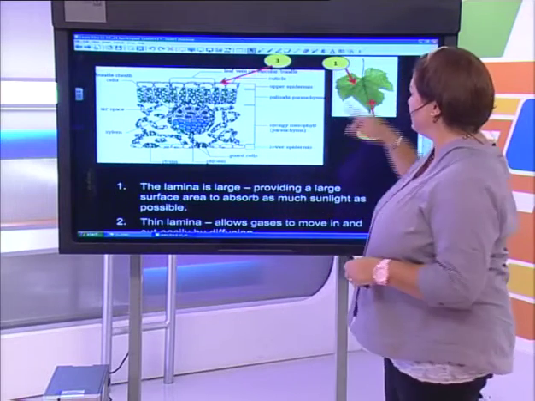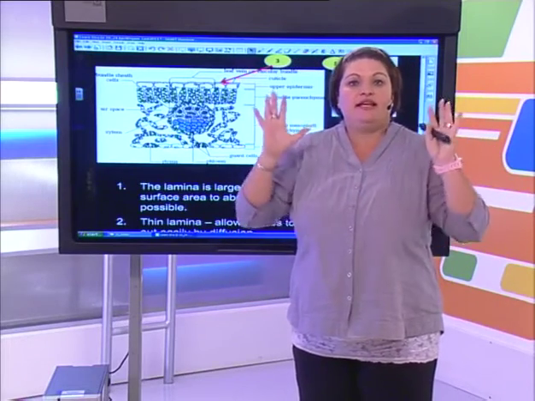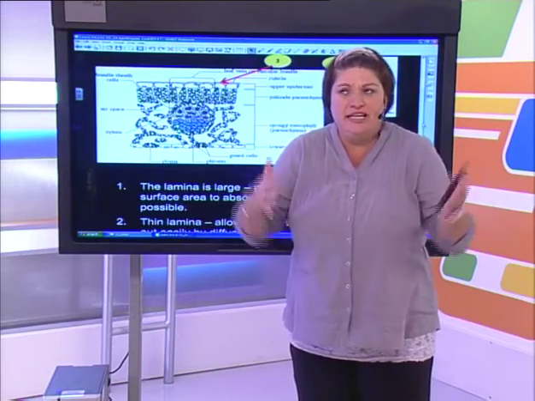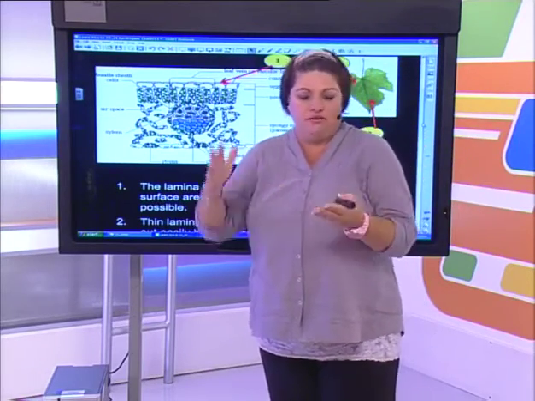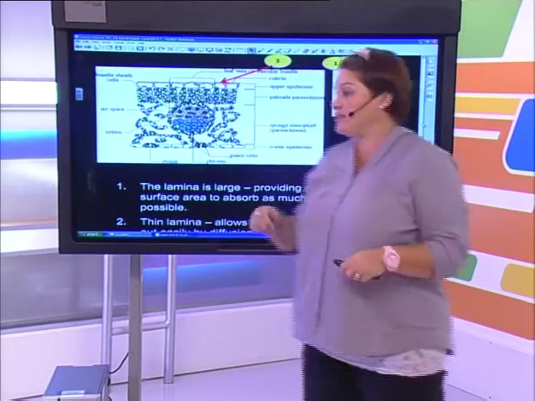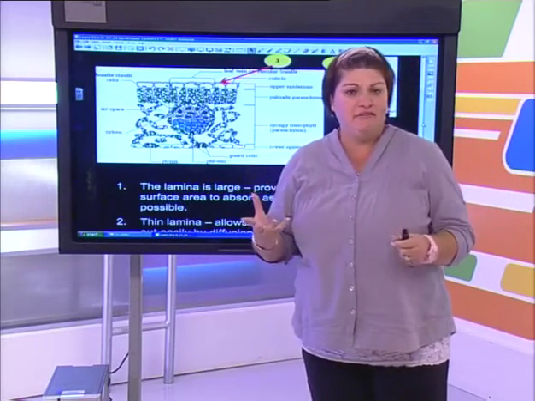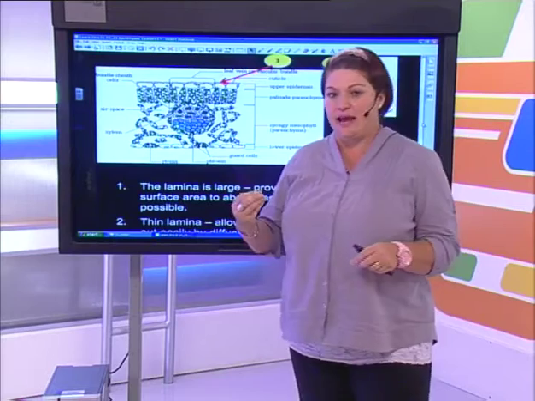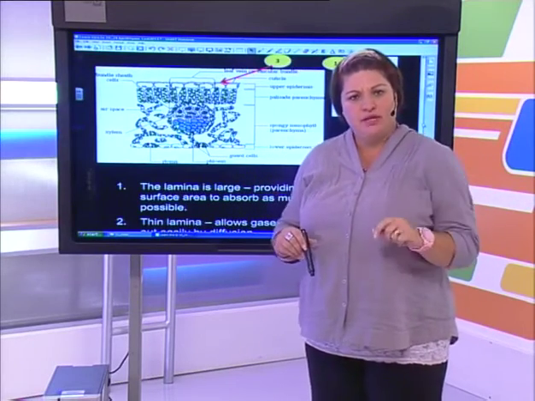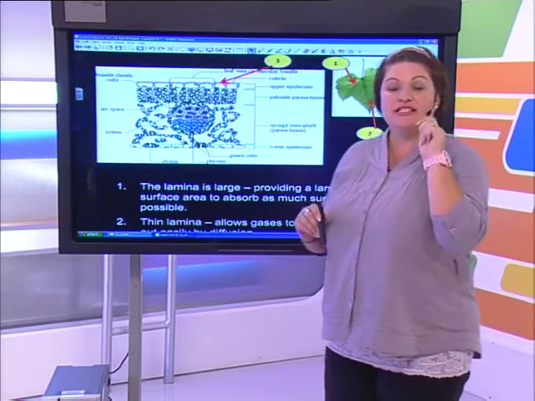I'm going to go through the numbers. If we look at number 1, what do we have? The leaf has got a lovely big leaf blade, and the bigger it is, the more sunlight can fall on it. The more sunlight that can fall on it, the better for photosynthesis. So if we have a look over here, we've got a nice large lamina, another word for leaf blade. You will also notice when we were looking at our leaves, they were very thin. Most of the time, leaves are very thin.